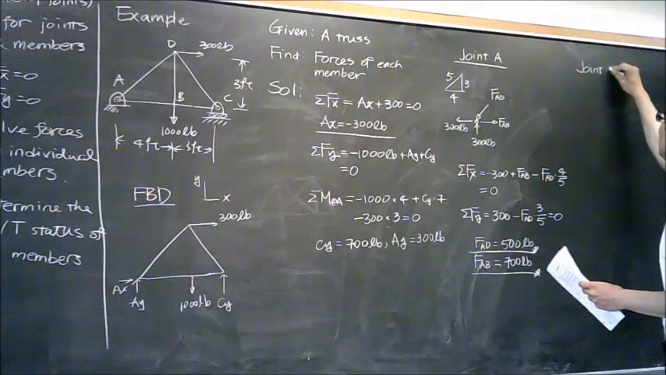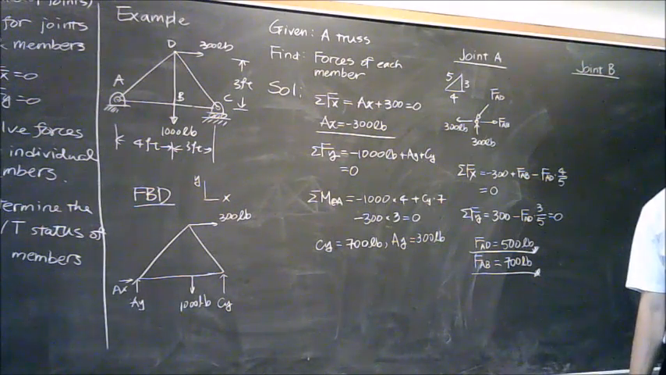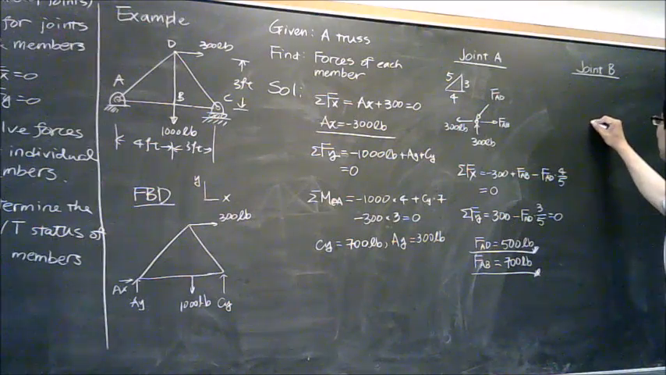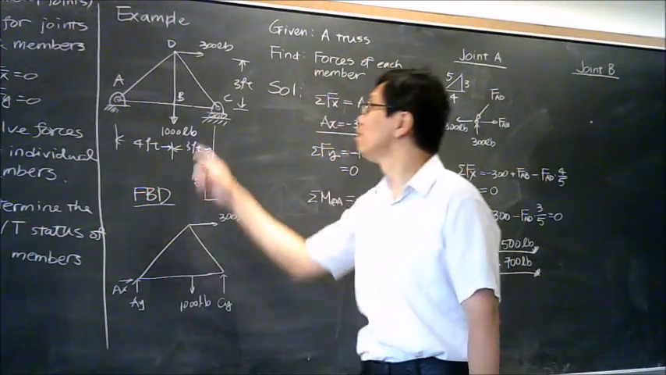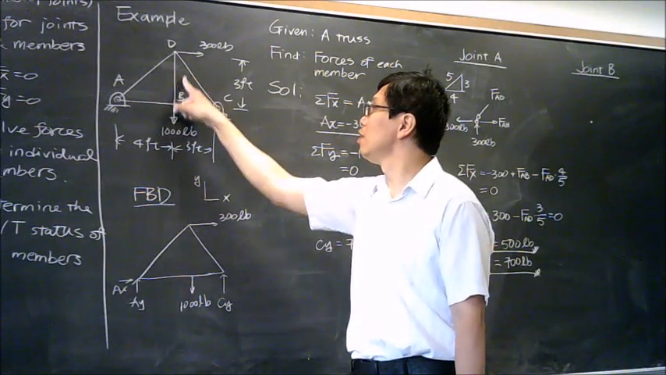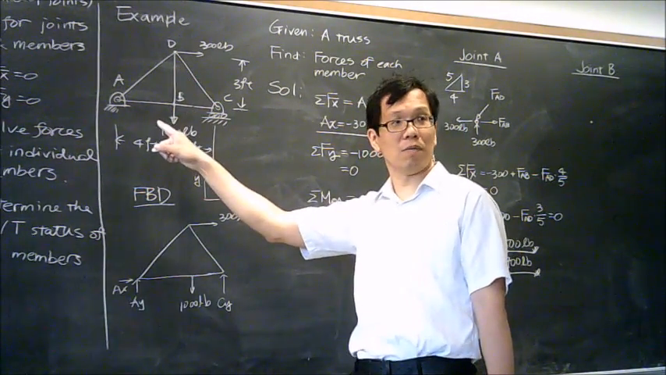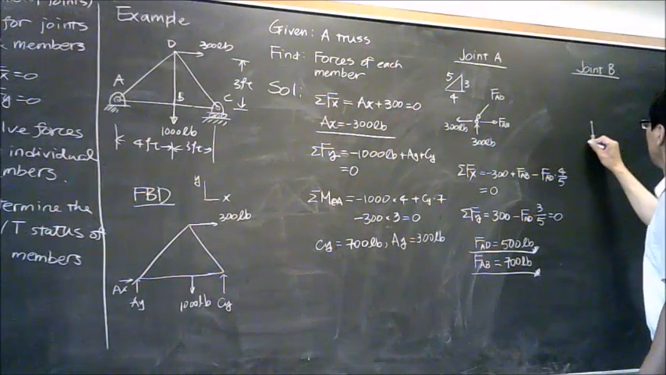Then I'm going to move to joint B. For joint B over here, how many forces am I expecting? Here, here, here, and 1,000 pounds, right? And we do know this is given.